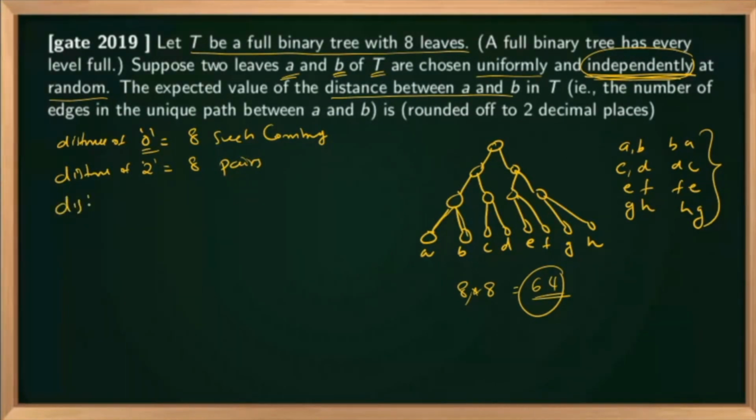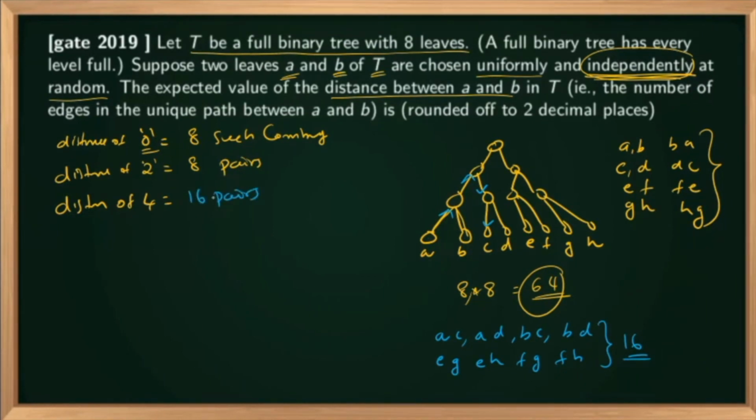Now, what about distance 4? How many pairs are possible with distance 4? 1, 2, 3, 4. That is also fine. So you have AC, AD, similarly BC, BD, then EG, EH, FG, FH, and you can just reverse these. Here you have 8, and in reverse you will have 8 more, so in total 16. So with distance 4 you have 16 pairs.